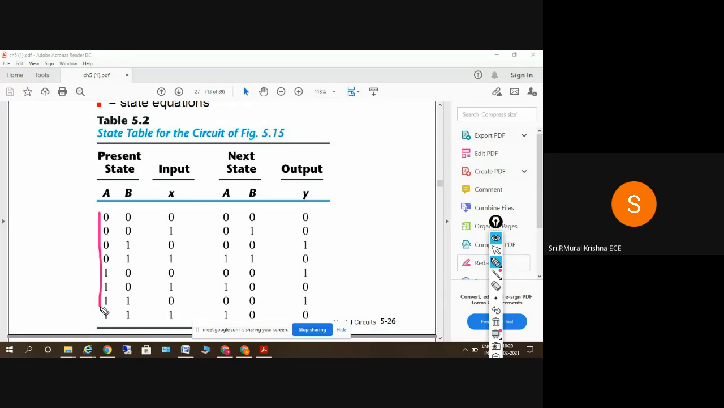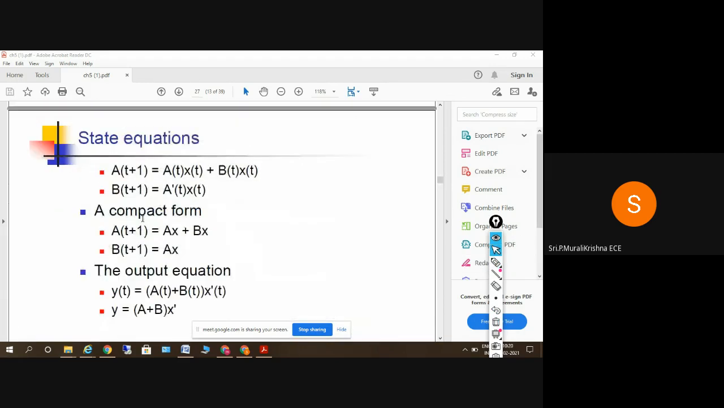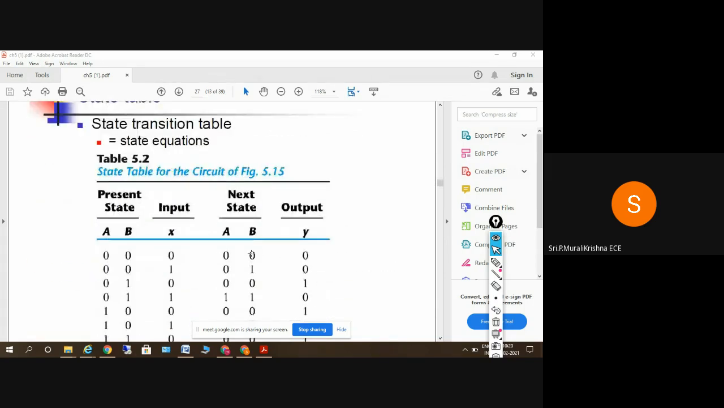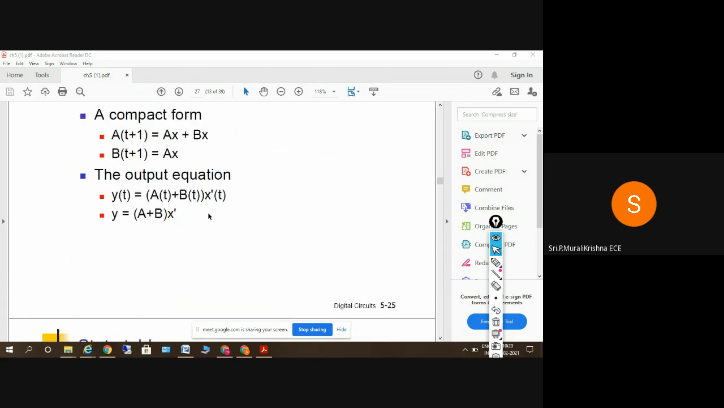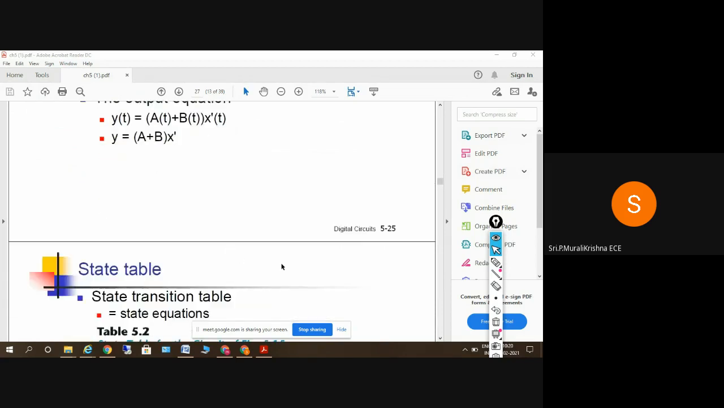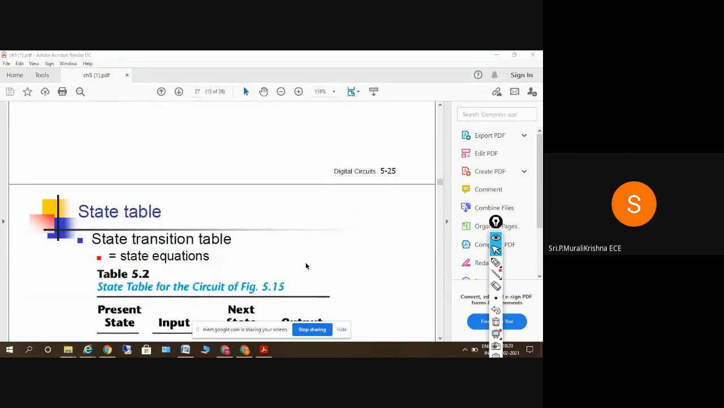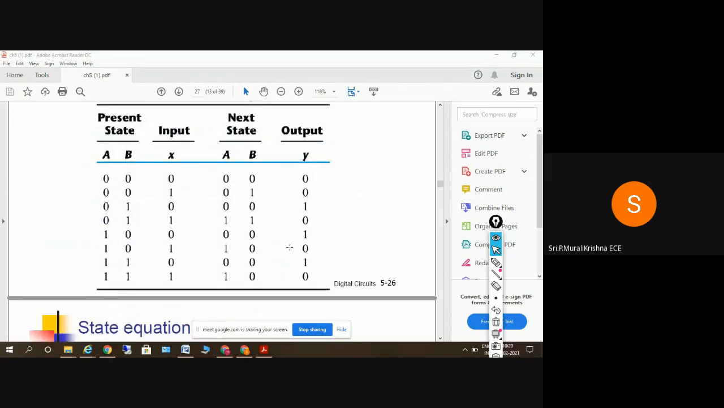So these values should be substituted into the equations. What are these equations? The equations are: a of t plus 1 is equal to ax plus bx. So in ax plus bx, a is 0 first, b is 0, and x is 0 initially. Hence the value of a of t plus 1, the next state, is equal to 0 first. Same case for b here. B of t plus 1 is equal to a bar x. That is substituted here, and y is equal to a plus b into x bar. So these values are substituted here. Substitute these values and note these equations.